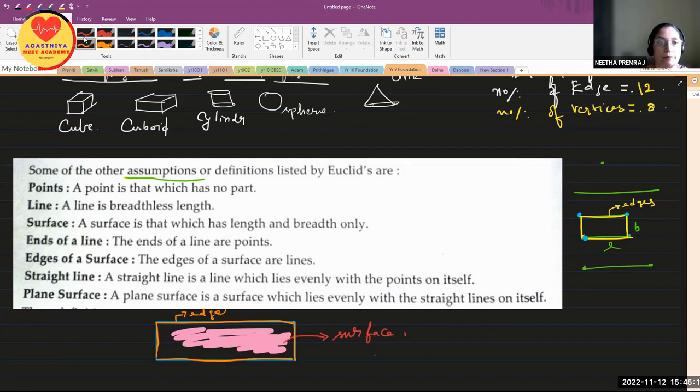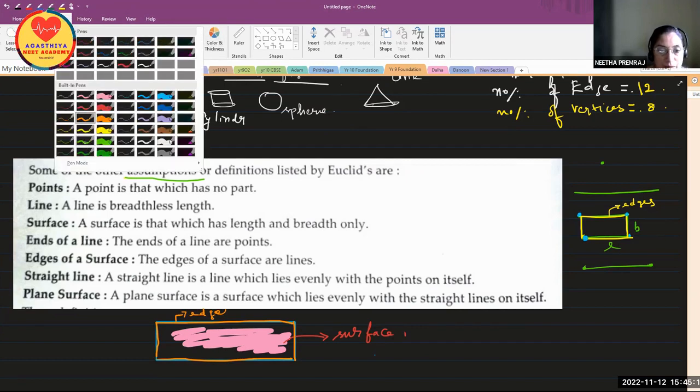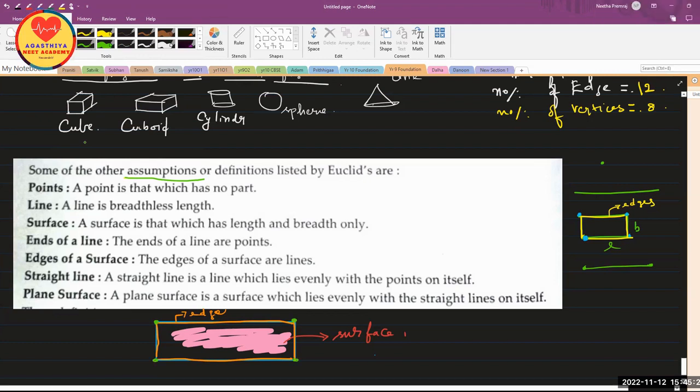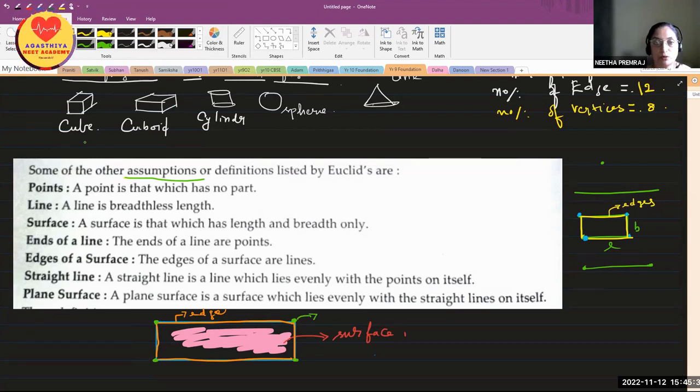Then what about this? Vertices or corner, either way you can say. Singular is vertex, plural we say vertices. Vertices or corner or vertex. That's it. Then edges of a surface we have seen.